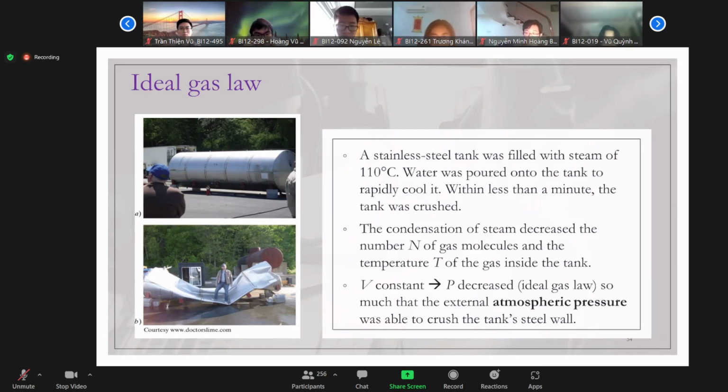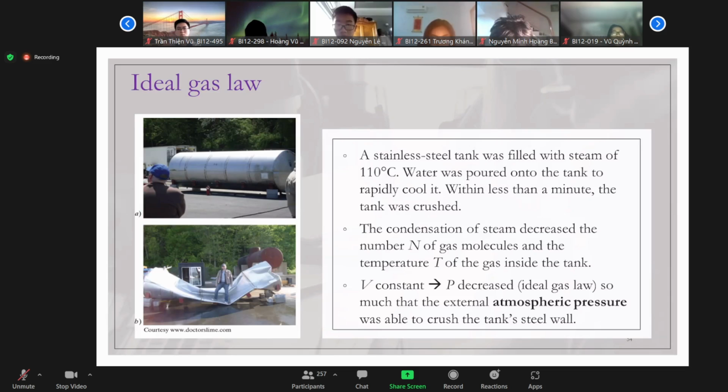Then what will happen? The pressure inside this tank is too low, while the pressure outside this tank is equal to the atmospheric pressure. Because the difference in pressure is too high, the atmospheric pressure crushes this tank. Okay.